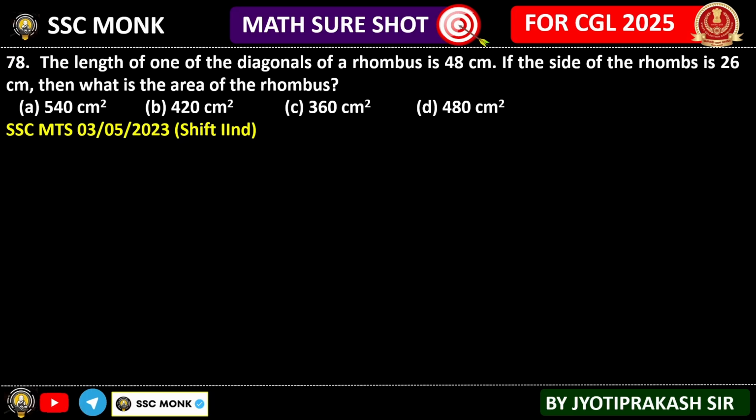The side of the rhombus is 26 centimeter, and one diagonal is 48 centimeter. What is the area of the rhombus? We know that if the two diagonals are D1 and D2, D1 square plus D2 square is equal to 4A square, where A is the side of the rhombus.